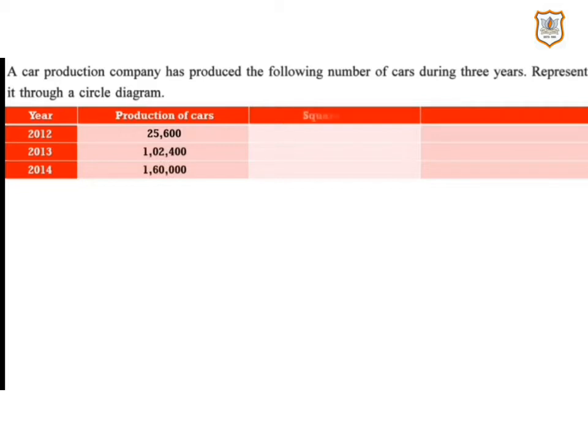1,60,000. So we are going to take out the square root. The square root of 25,600 is 160, then 320 and then 400. So now we are going to take out the radius. So we are going to divide by a common number to make it minimum and simple. So we are dividing the square roots by 40. 160 divided by 40 gives you 4.